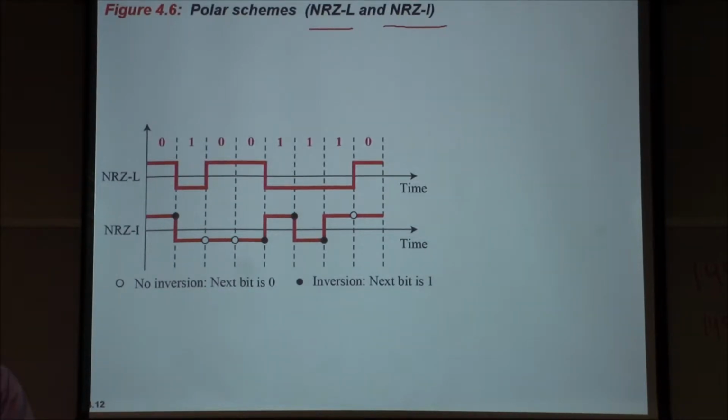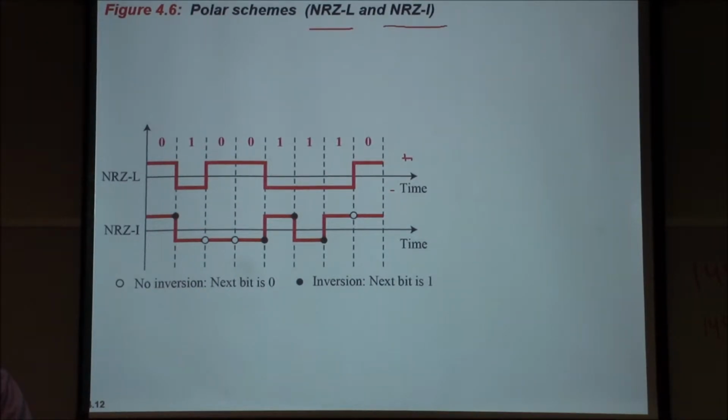What is the difference between this technique and the one before? We don't have an absence of signal. We don't return to a zero level, right? And this is polar. Why? Because we use positive and negative voltage, above the time axis and below the time axis. But looking at this, we can identify the same problems that we identified in the previous one. When we have a long run of zeros or ones, we also have a problem with synchronization, right? And we also have a DC component here.